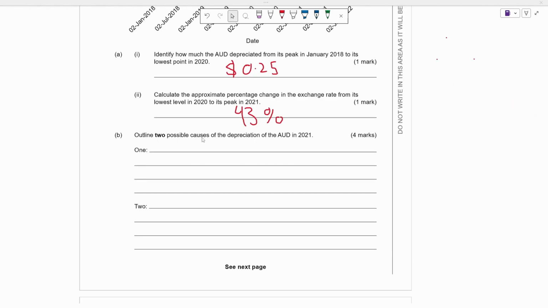Outline 2 possible causes of the depreciation of the AUD in 2021. So you can talk about any factor that you want. However, it's best to talk about real world events that did happen and did cause the Australian dollar to depreciate in 2021. That way you can include stats and examples. So let's go through the potential factors of a depreciation of the Australian dollar.